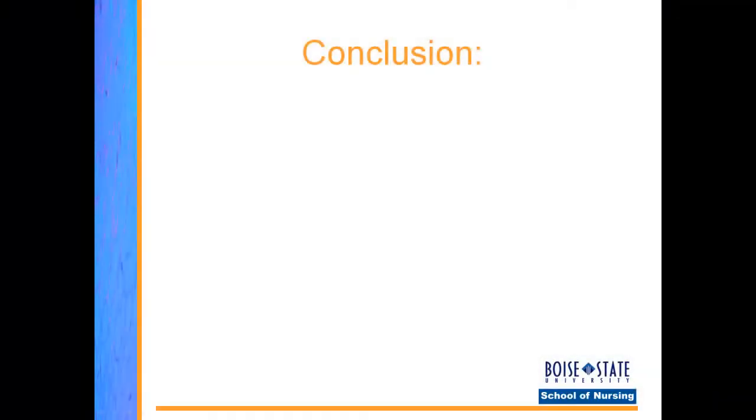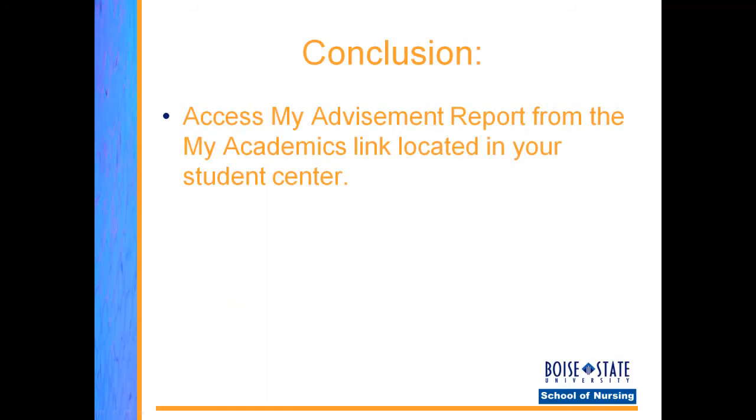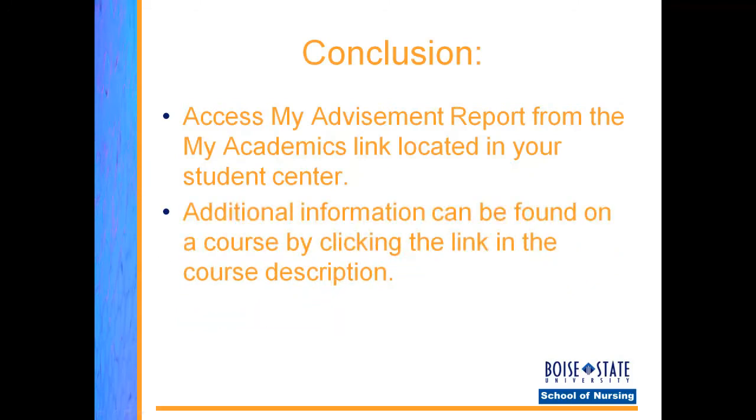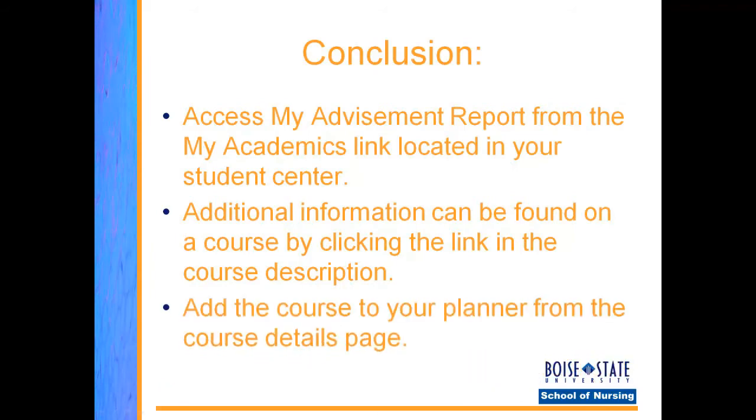To conclude Part 8, first of all, access My Advisement Report from the My Academics link located in your Student Center. Second, additional information can be found on a course by clicking the link in the course description. And lastly, add the course to your planner from the Course Details page.